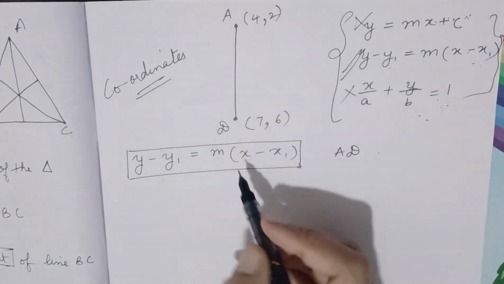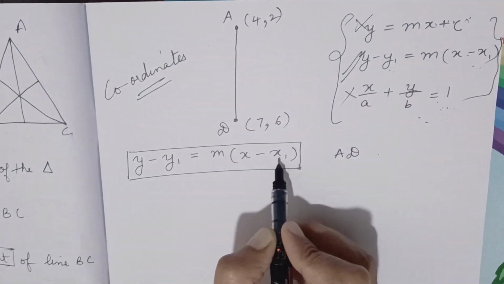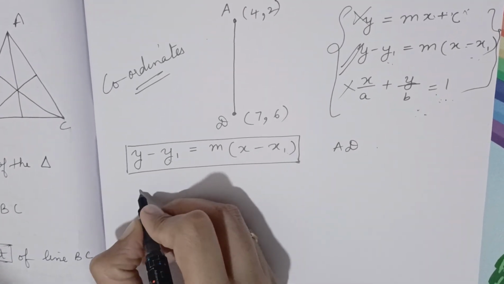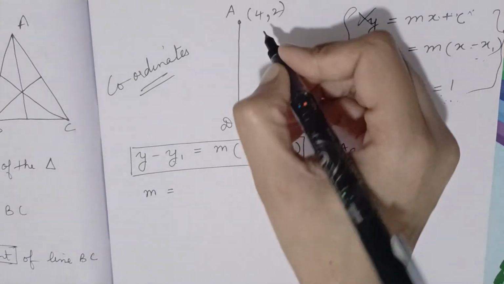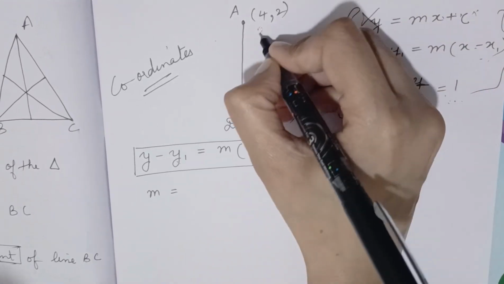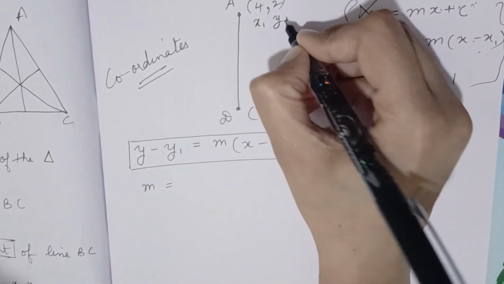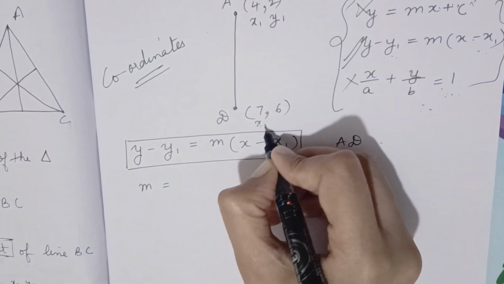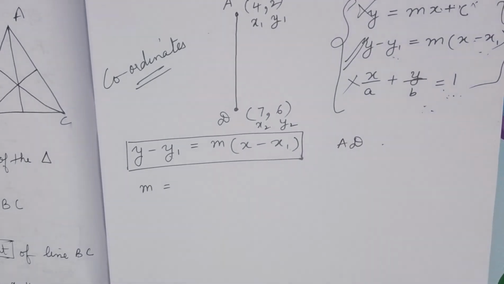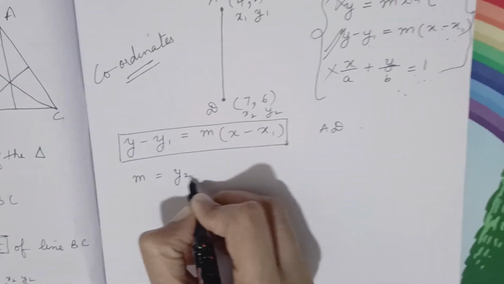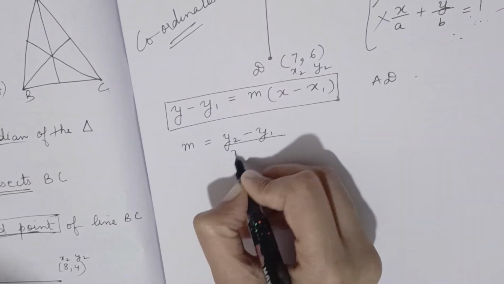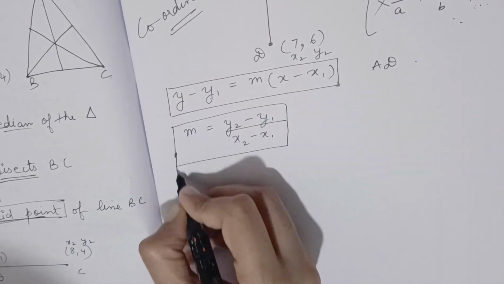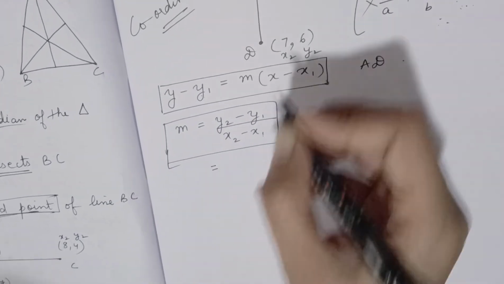Okay, so here first of all I do have the coordinates x1 and y1, but still I have to find m. For finding m, we will use the slope formula. I'll write 4 as x1, 2 as y1, and this as x2, y2. So the slope formula is y2 minus y1 upon x2 minus x1. We'll use this formula to find the slope of this line.